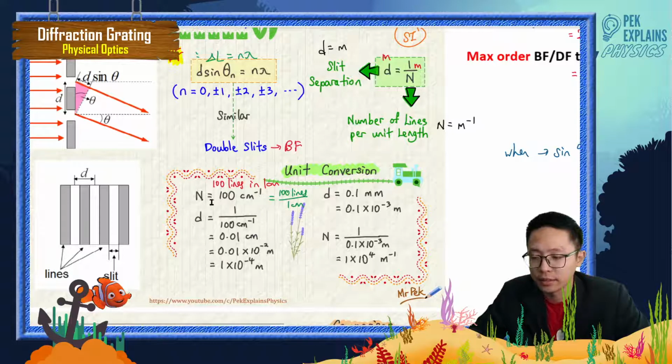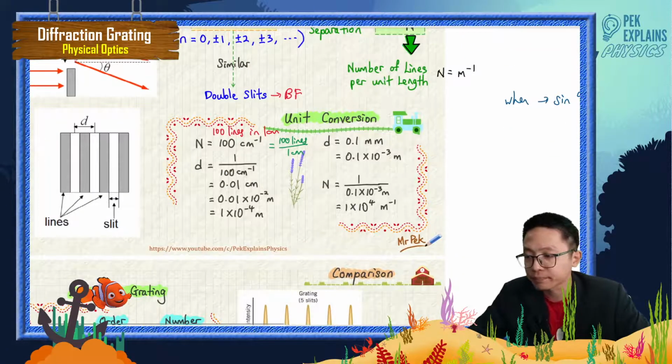Okay, like you see here, I don't convert the unit 100 per cm. I just maintain the unit. Once I calculate the d, then only I convert the unit into meter. Same goes to this one. Given the d, I convert the unit first in the d before I substitute into the n. Yeah, so like this one, millimeter, I change to meter, so exponent negative 3. Once I convert to meter already, I can substitute into the formula to find the n. The n also in SI unit.